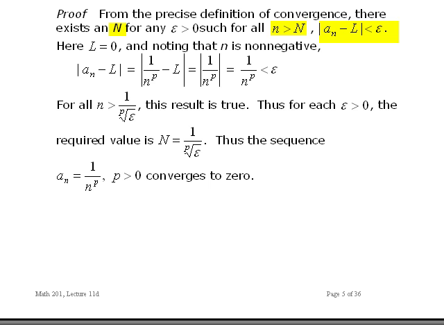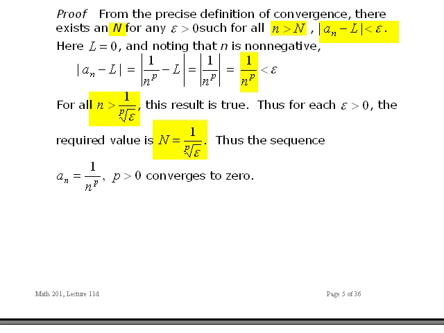N is non-negative, so this is just 1 over n to the power of p, which is less than epsilon. This is a statement we need. We need to find a capital N such that this holds. For all n greater than 1 over the pth root of epsilon, this result is true. So we let big N be 1 over the pth root of epsilon. As long as p is greater than 0, this sequence converges, and it does converge to 0.